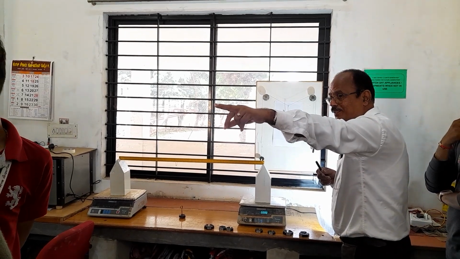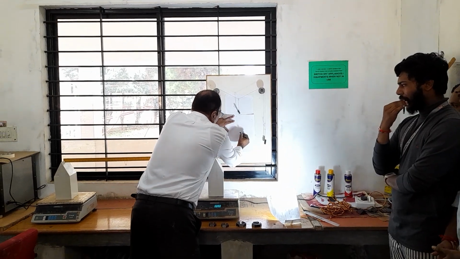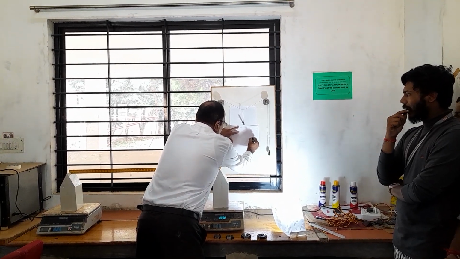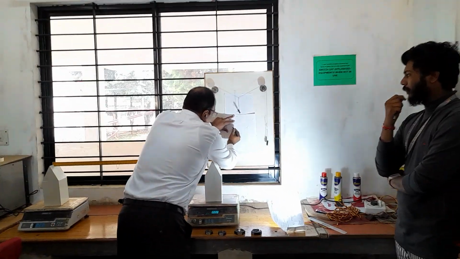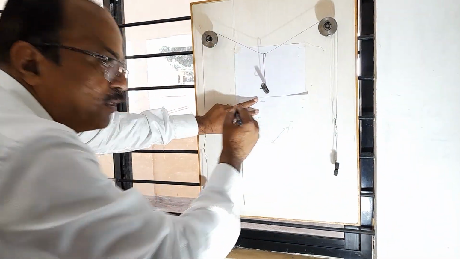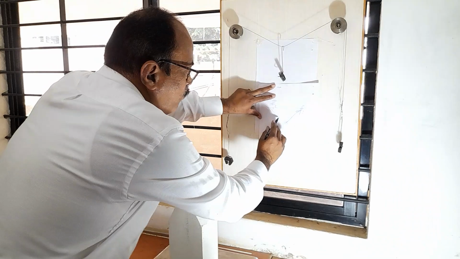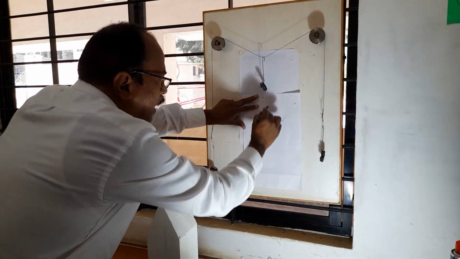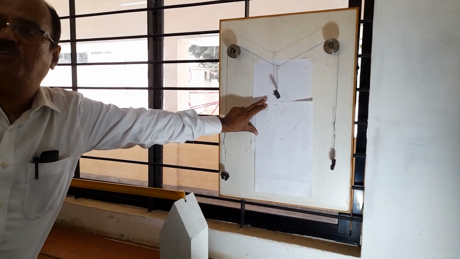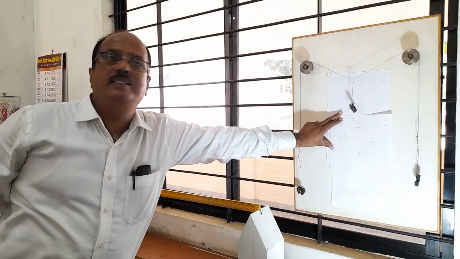At some particular point, we are going to apply some force F1. At this particular point, we have applied some force, say F2. Now, for these two forces, F1 and F2, R will be the resultant.